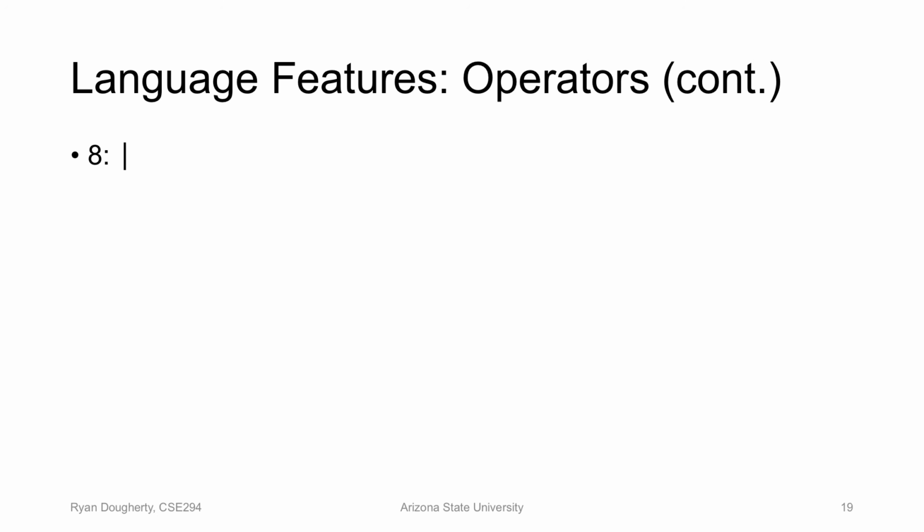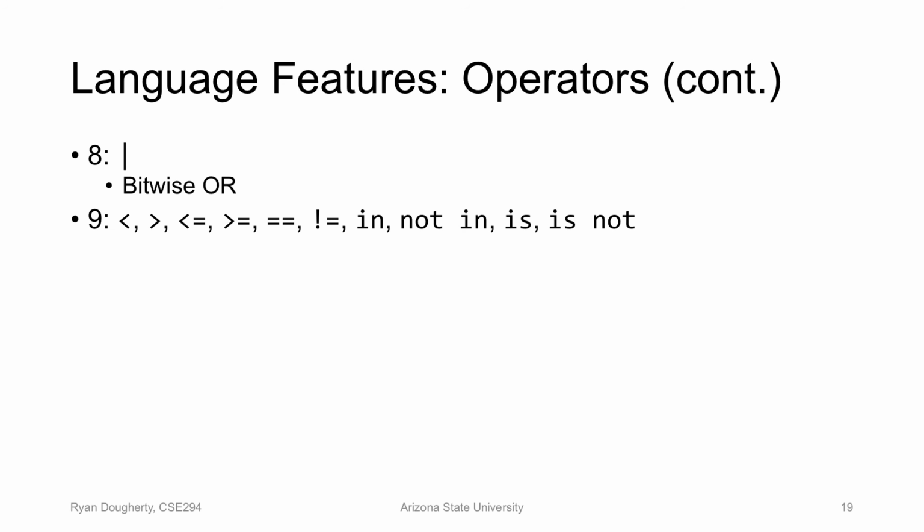What do you think the single pipe is? Yeah, it's just a bitwise OR. So pretty much all of these now are obvious, like less than, greater than, equals. So in Python we do have double equals, not equals, but we have these other ones too.